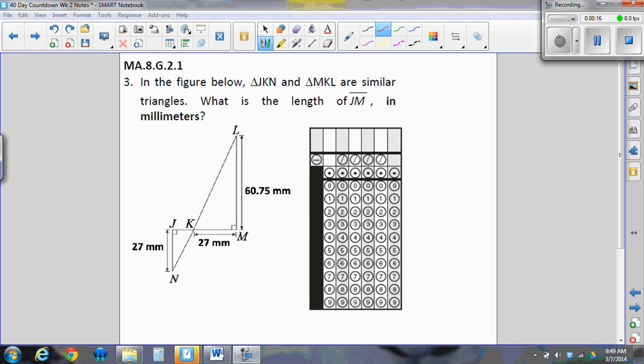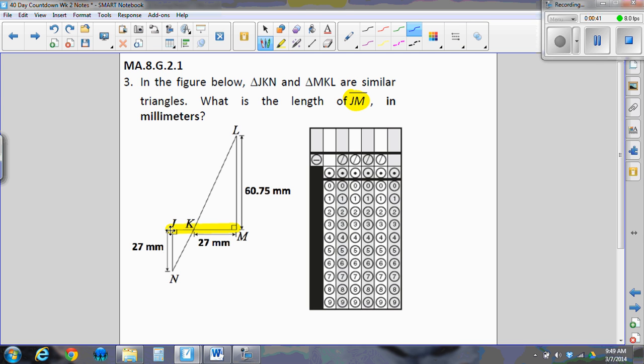So if we strategize this process, the first thing we're going to want to do is identify the requested line segment. In this case, it's JM. So where is JM in our diagram? It is from here, J, all the way across to M. Then we're going to want to create an expression that represents that length.